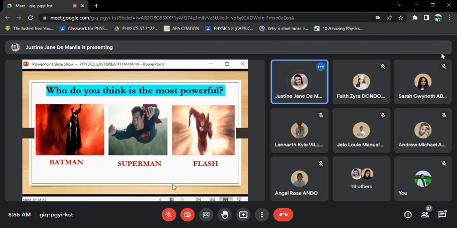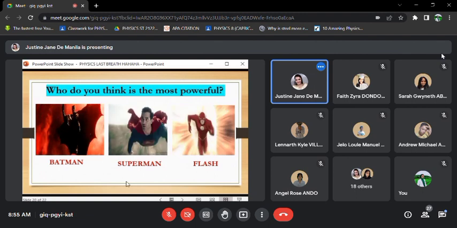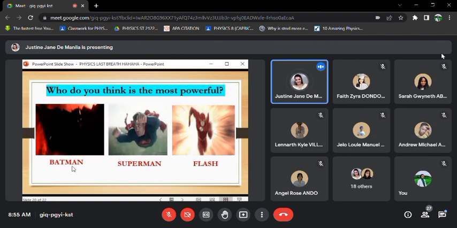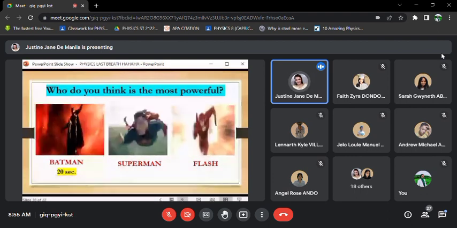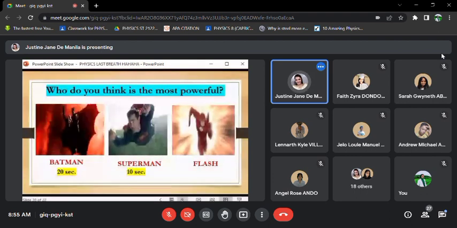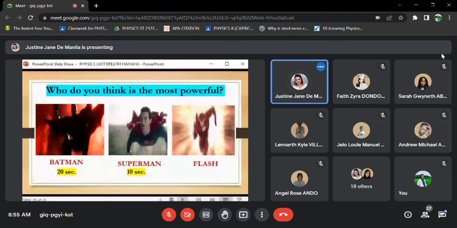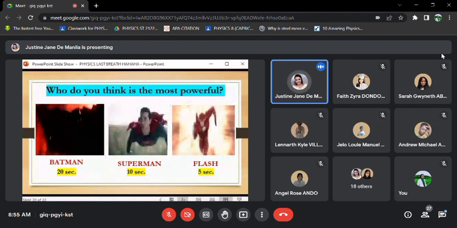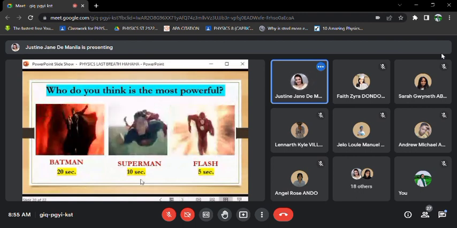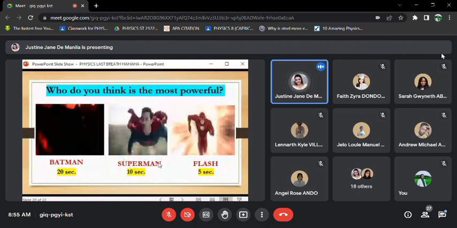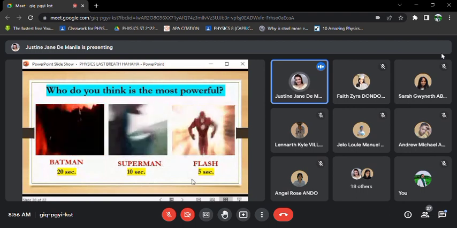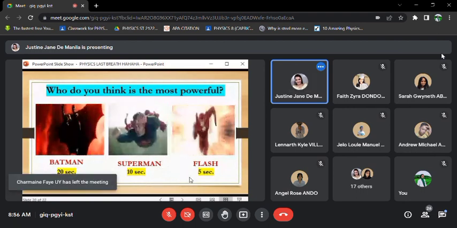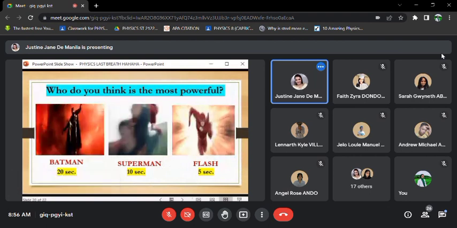So what if si Batman, si Superman o si Flash, sila og barbell. And then si Batman, he lifted a barbell in 20 seconds. Si Superman, he lifted a barbell in 10 seconds. And then si Flash in 5 seconds. So who do you think is the most powerful or who has a greater power? Is it Batman, Superman, or Flash? When you relate it in physics. Who do you think, class?